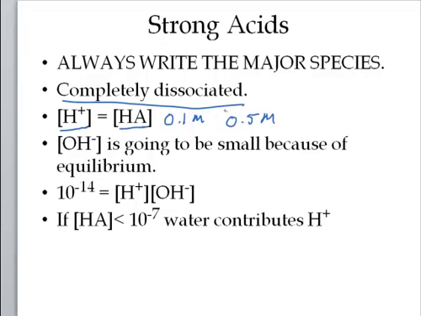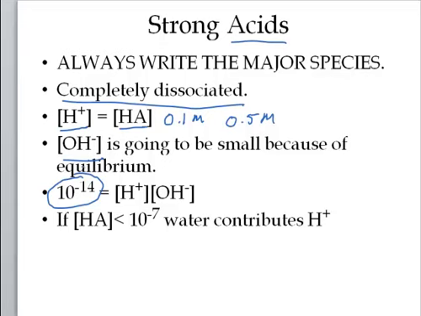And then remember this whole Kw. Kw equals 1 times 10 to the minus 14th. Since H is going to be a big number, because we're dealing with a strong acid, you can imagine that the OH concentration is going to be a small number. But again, you just have to really visualize and think about what's going on.